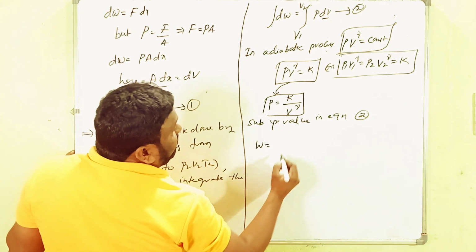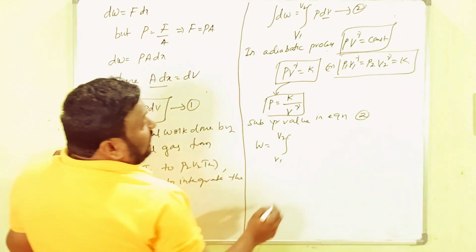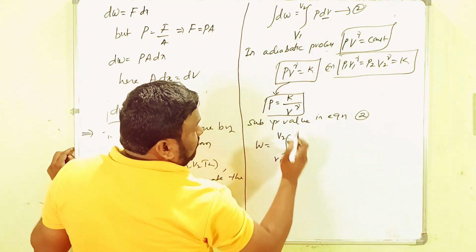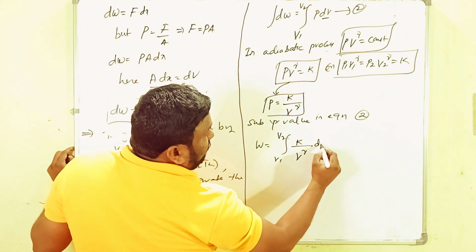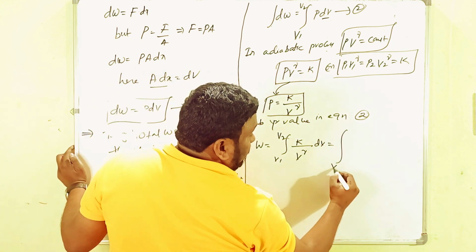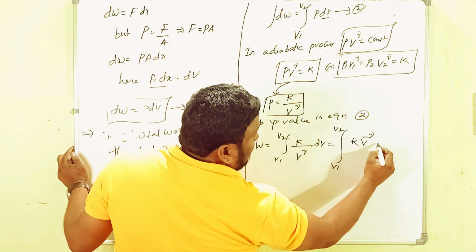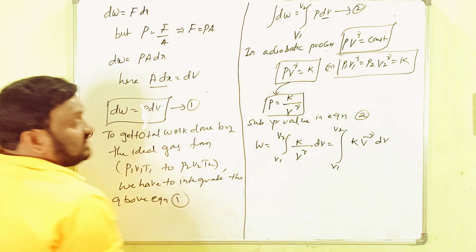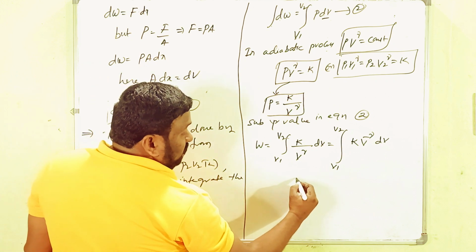W is equal to the integral from V1 to V2 of P dV. What is P dV here? Simply K by V to the power of gamma dV. It should also be written like this: integral V1 to V2 of K V to the power of minus gamma dV. So dear students, you have to remember one formula here.